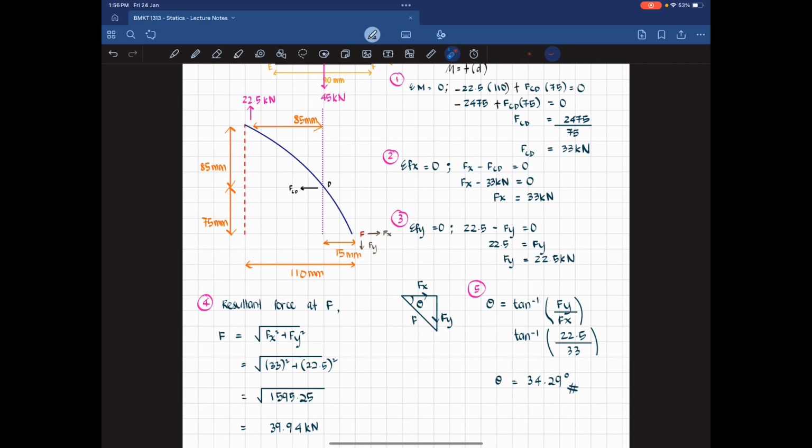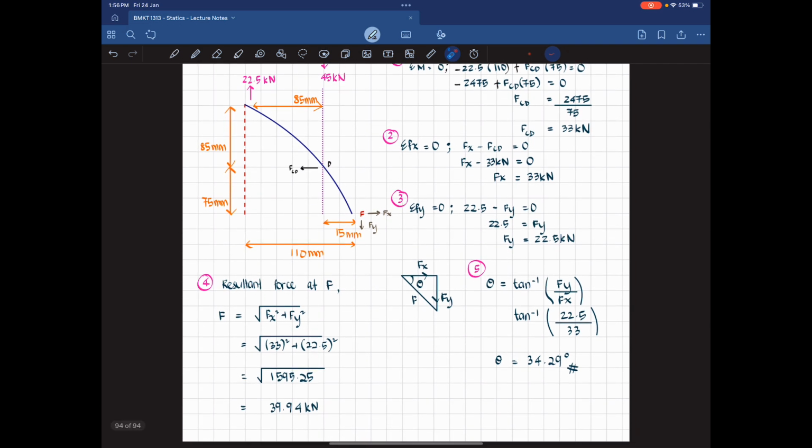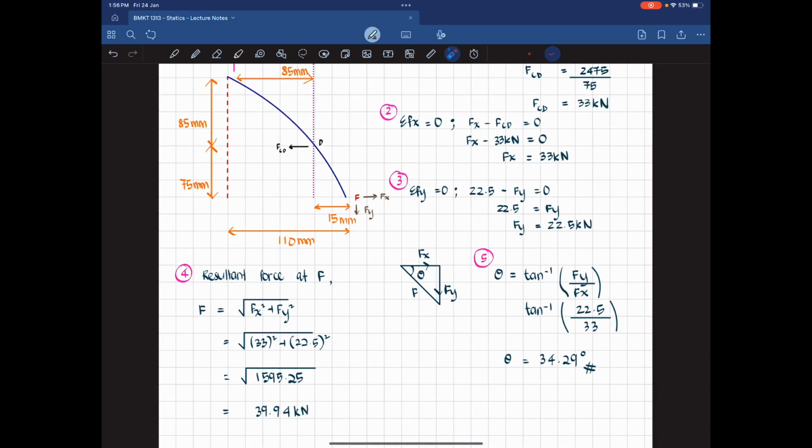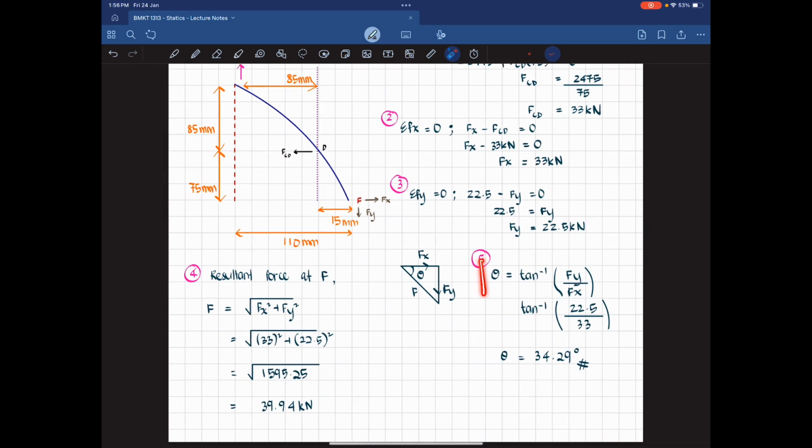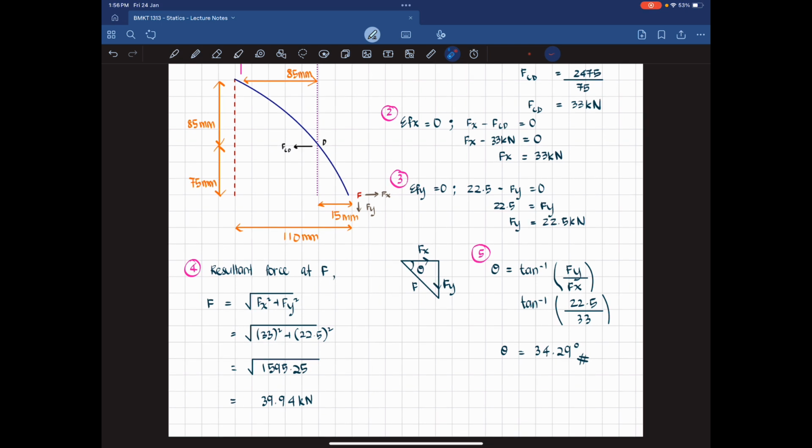The final step is to find the angle position. The formula is here: tan inverse of Fy divided by Fx. Substituting, we get the answer of 35.29 degrees.